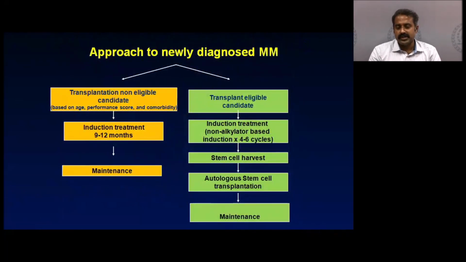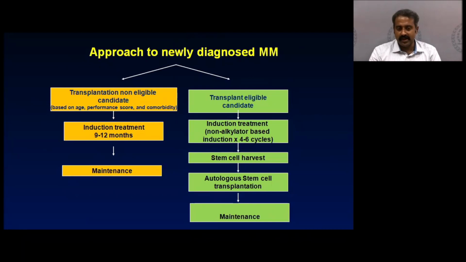Now, how do you approach a patient with a newly diagnosed myeloma? Essentially, you need to decide whether the patient is transplant eligible or not transplant eligible. This eligibility is defined by the age of the patient. Generally, up to 60 to 65 years is the age where we consider as transplant eligible. Look at the performance score and the comorbidities.